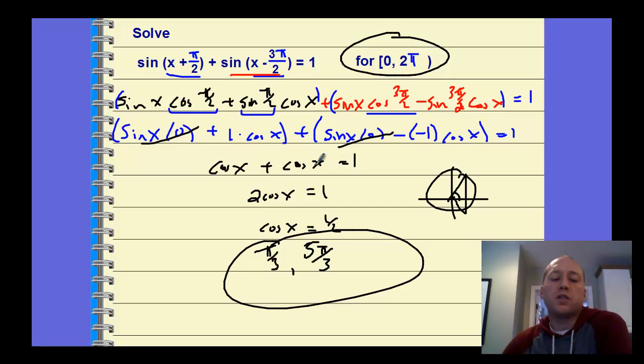So we have to use our difference and sum formulas to help us expand it to get to ones we know that are in the unit circle to then solve. That is it.